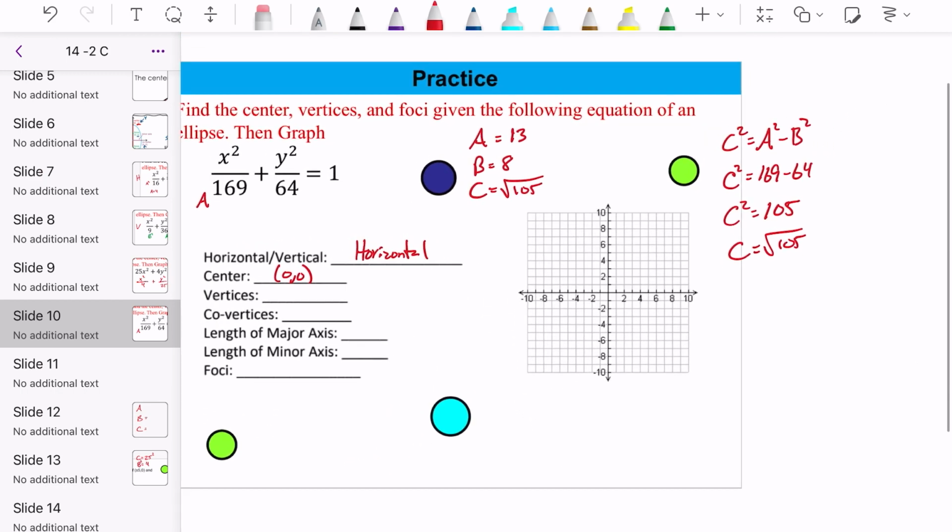From there, the fact that we know that it's a horizontal ellipse, we're starting off at 0, 0, and we're going a distance of 13 to the right. That would place us just about here and about there. We're looking at B being a distance of 8.